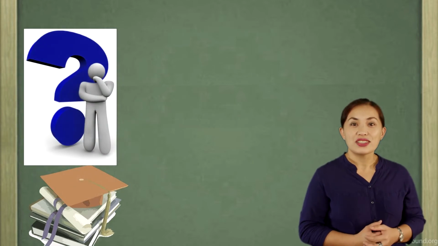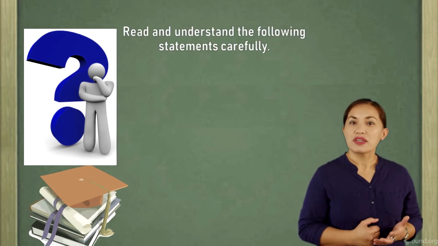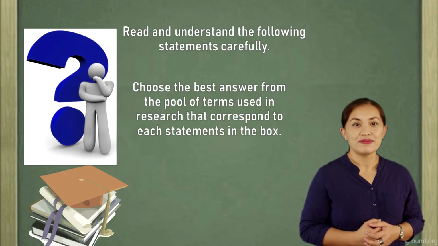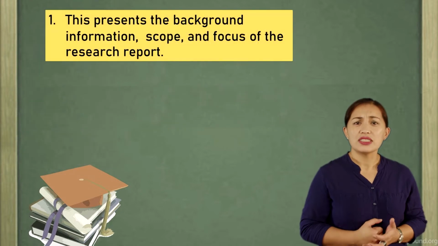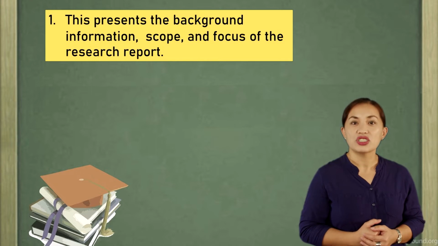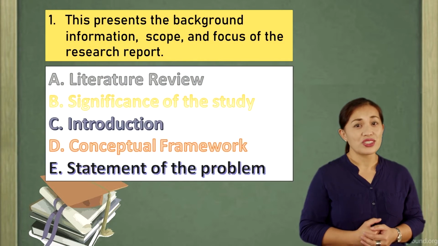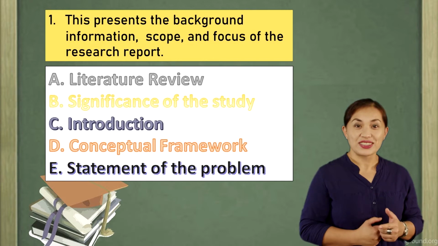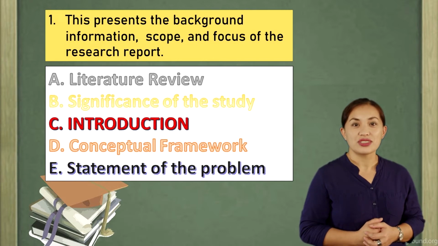But wait, let us first test your prior knowledge. Read and understand the following statements carefully. Choose the best answer from the pool of terms used in research that correspond to each statement in the box. Let's begin. Number 1. This presents the background information, scope, and focus of the research report. What do you think is the answer? Correct! The answer is introduction.